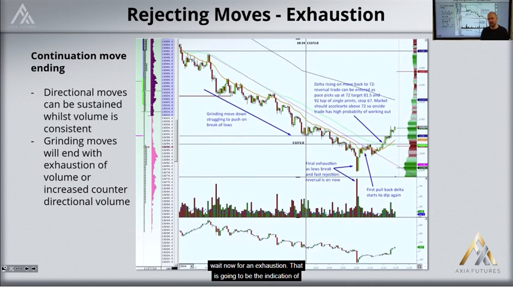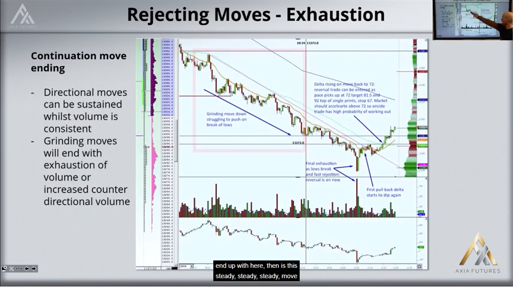That's going to be the indication of the end of the movement, because without that exhaustion, what is there to say that the next few ticks down are going to be any different to this move, and that this can't continue onwards off the page? So if you're looking for either a reversal or you're short and looking to get out of a move, volume helps.